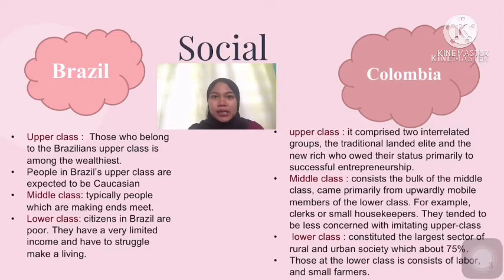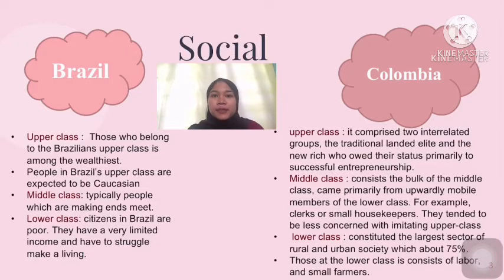Next, for the middle class, there are upper middle class and lower middle class. The upper middle class are gradually merged into the elite class and was composed of medium-sized landowners or entrepreneurs. Typically, the people in this upper middle class did not consider themselves in this middle group, but they attempted to have a place in upper class. And for the lower middle class, they consist of the bulk of middle class, for example, clerks and housekeepers.